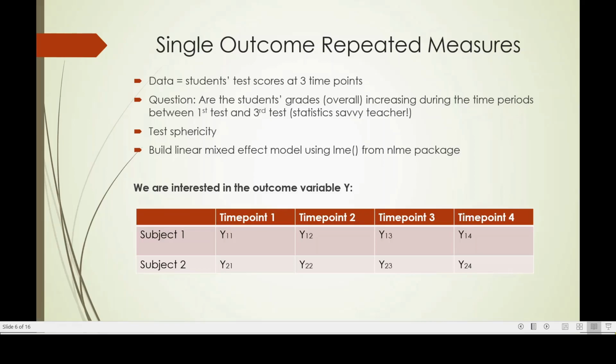Now, if you were to look at a data set for this scenario, the data set would probably look something like this. So we have each individual right here for each of the lines, and also for these different variables, we have the different time points for all the test scores at the different time points. And we're only interested in one variable, which is the test score.